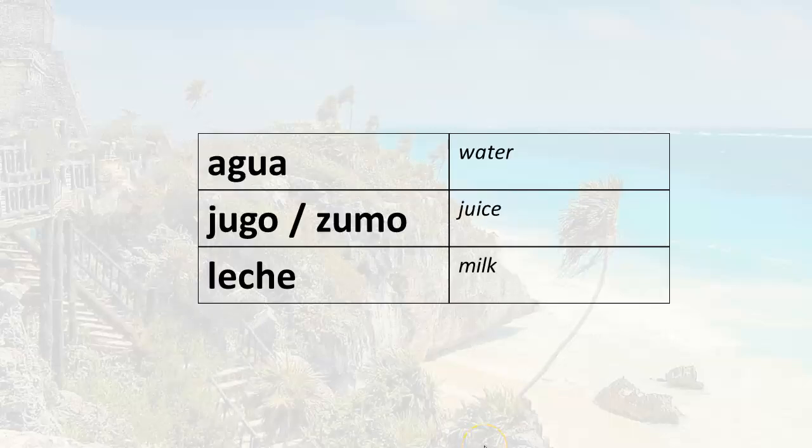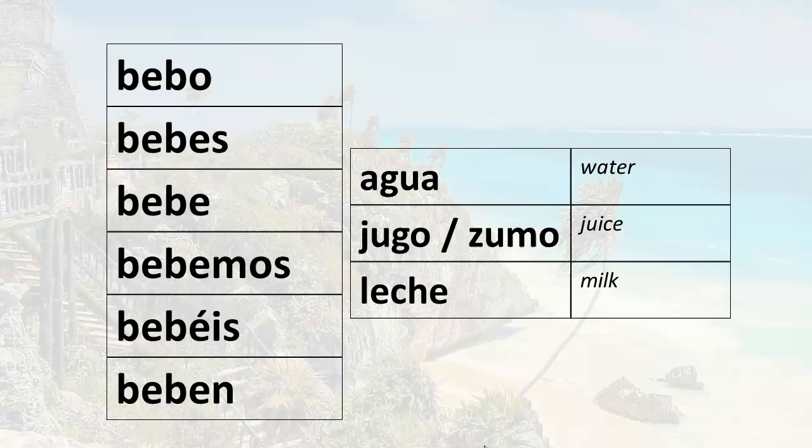Okay, so now that we have our verb conjugated, let's learn a little bit of vocabulary that we can use with this verb. We have agua, which is water. Juice is either jugo or zumo. Zumo is used in Spain. Jugo elsewhere. Leche, milk. So now the fun part, let's put it all together.